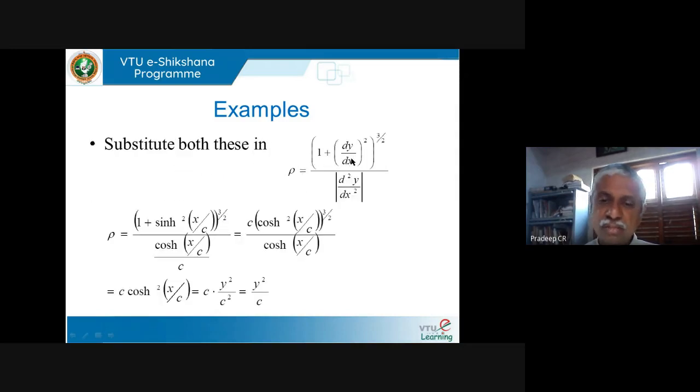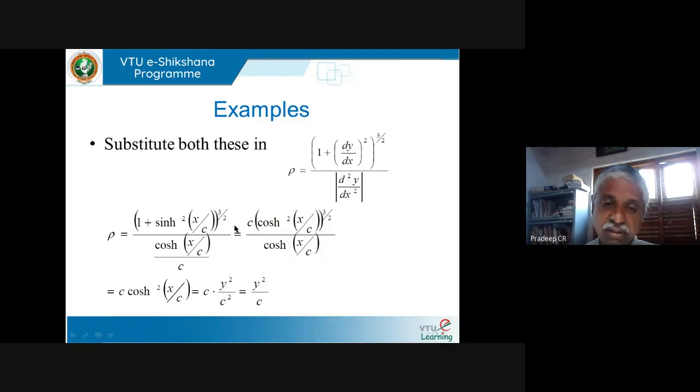So rho is 1 plus (dy/dx) whole squared, all to the power of 3/2, divided by d²y/dx². Now dy/dx is sinh(x/c), so that will become sinh²(x/c). And d²y/dx² is cosh(x/c)/c. So simplify this. 1 plus sinh² is cosh². So I'll write c. Where did this c come from? This c came from the denominator of the denominator, which goes to the numerator.